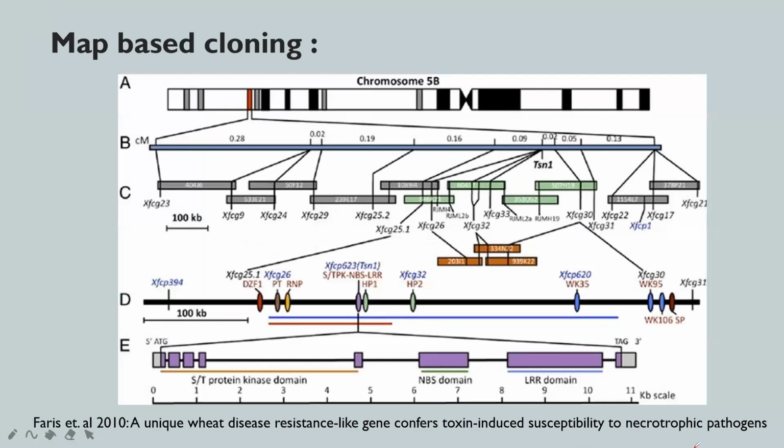The second thing, one of the major applications, was map-based cloning. This is basically the work of Justin Faris, one of my professors at NDSU. He worked with the Tsn1 gene for a particular pathogen in wheat. So the idea is, based on initial mapping, he found a region on chromosome 5B that is responsible for disease resistance based on QTL analysis. But this is a few centimorgans in length and it has many genes or many markers within.